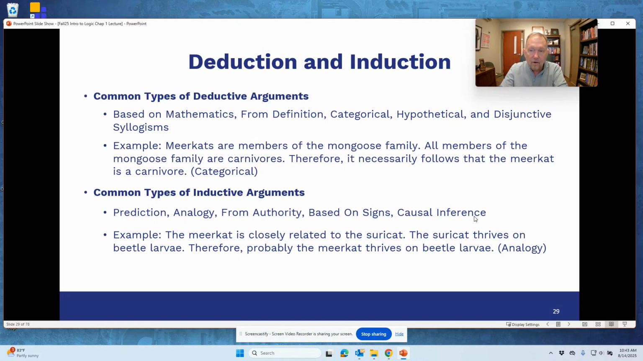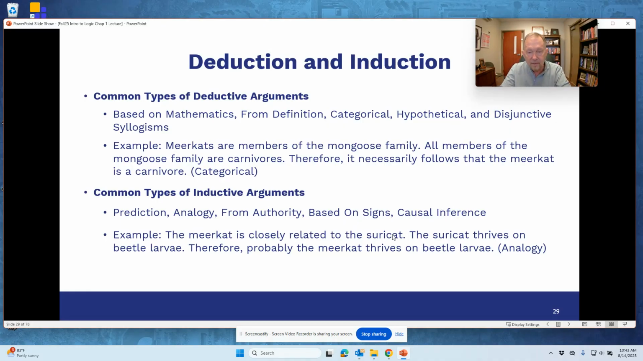Causal inferences are causal inferences. We think that's what causes it. We may know so far that that's what causes it, but that doesn't mean it's always going to be that way. But the more times we know that something causes something else, the stronger our inference gets, the stronger our inductive argument gets.